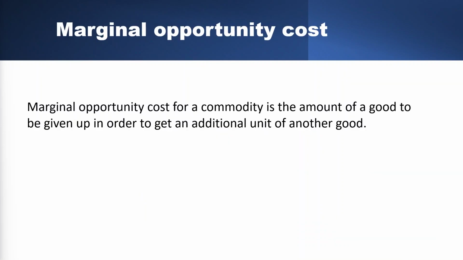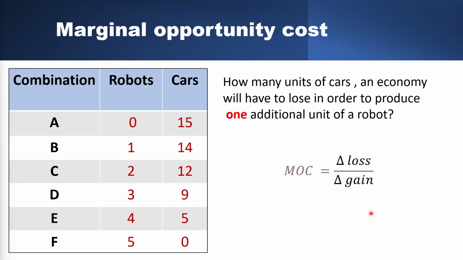Another important concept you need to understand is the marginal opportunity cost. Marginal opportunity cost for a commodity is the amount of a good to be given up in order to get an additional unit of another good. In our example of robots and cars, how many units of cars will an economy have to lose in order to produce one additional unit of a robot?